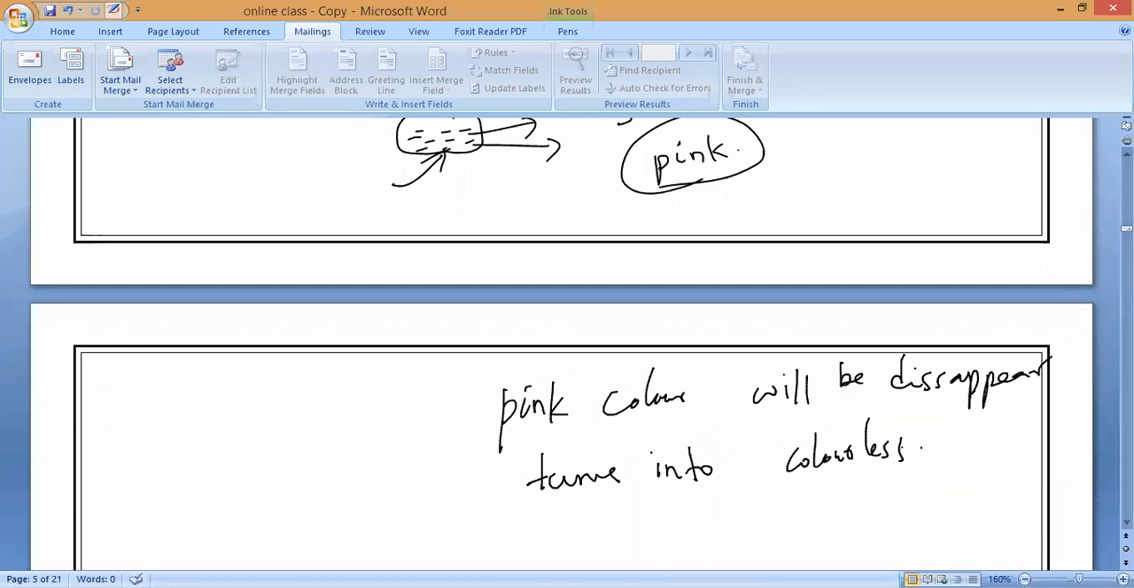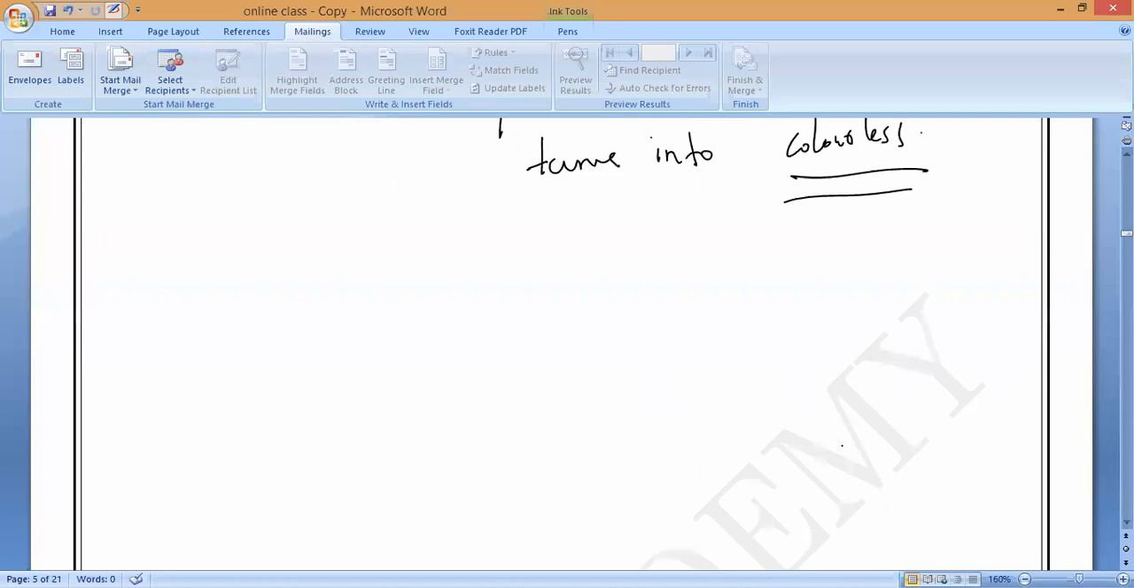So if we add a certain volume of hydrochloric acid, we will find that the pink color will disappear and it will turn colorless. That is what you have to remember. So the full solution will turn colorless. Now at this particular stage, we have a colorless solution.